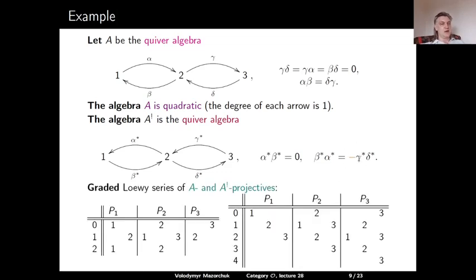So here are the graded Loewy series of projective A and A shriek modules. So A has projectives 1, 2, 1, and then 2, 1, 3, 2, and 3, 2. And the algebra A shriek has projectives 1, 2, 3, 2, 1, 3, 2, 3, and then the projective at 3 is 3, 2, 1, 3, 2, and 3. So the algebra A shriek is much bigger than the algebra A, dimension-wise.